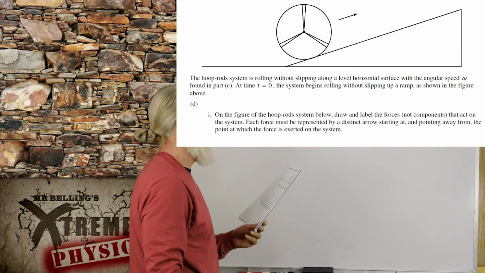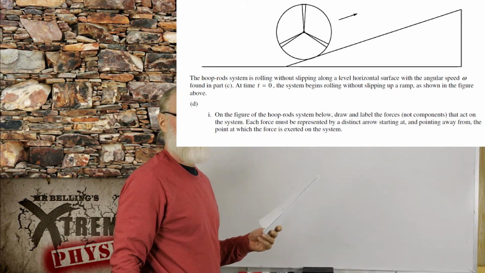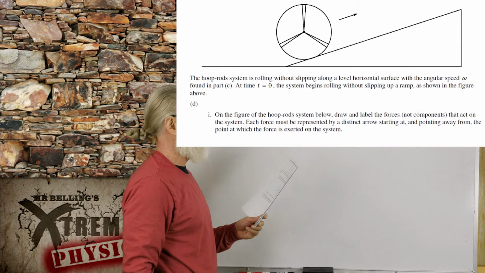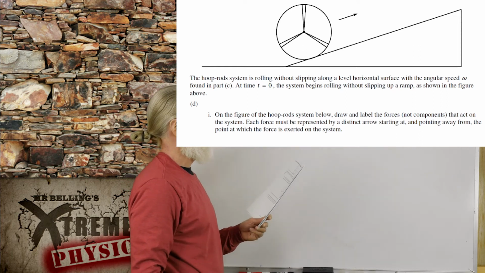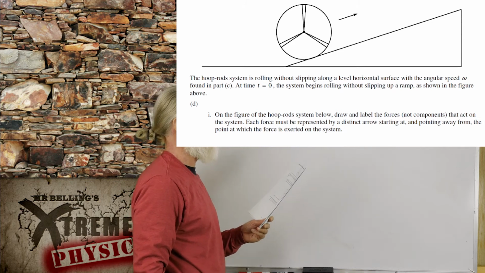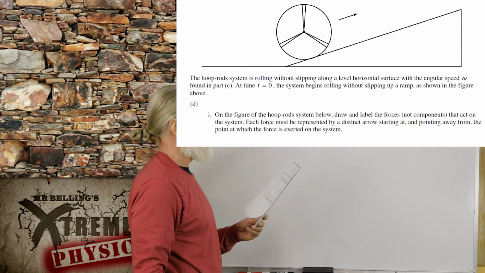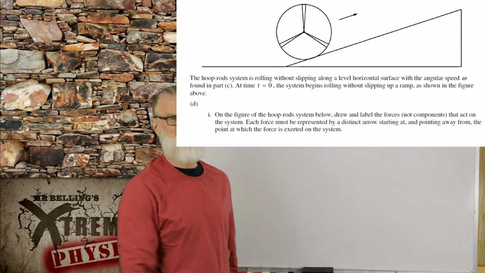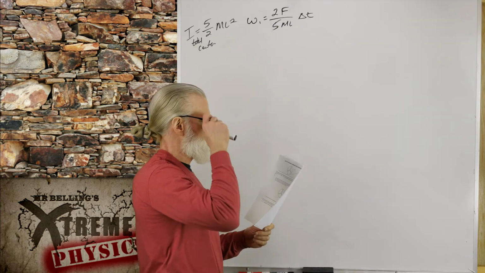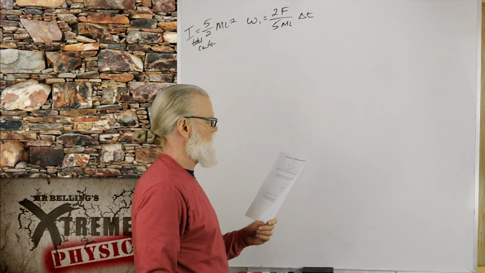Then that little wheel that we just built is rolling without slipping along a level horizontal surface with angular speed omega found in part C. At time t equals 0, the system begins rolling without slipping up a ramp as shown in the figure above. On the figure of the hoop rod system, draw and label the forces, not components, that act on the system. Each force must be represented by a distinct arrow pointing away from the point.